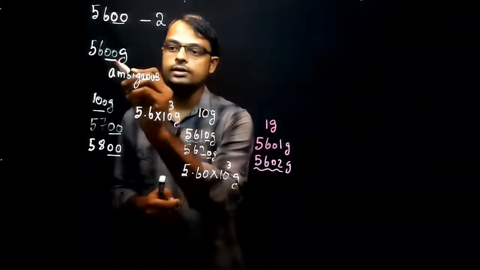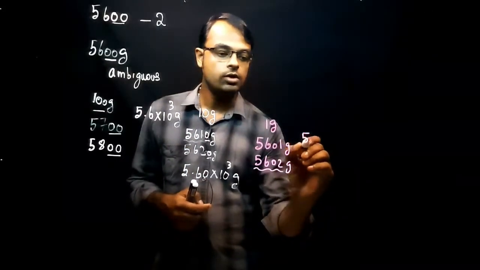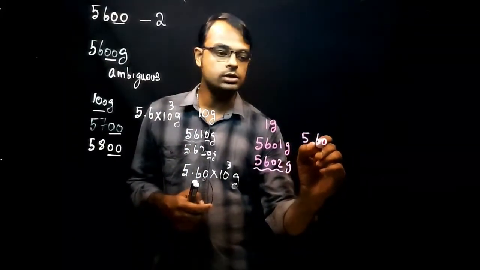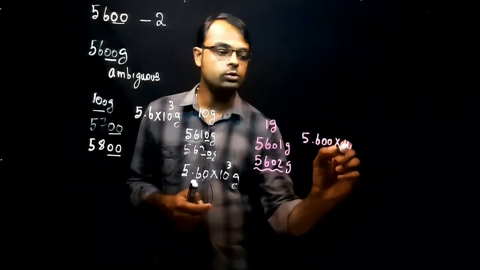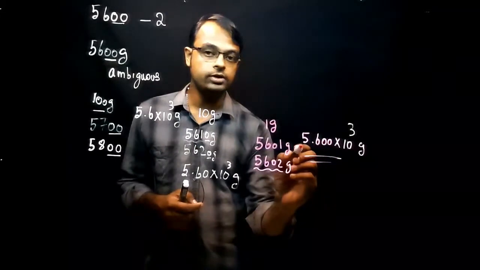So how can you write this given number? I can write this given number as 5.600 into 10 to the power 3 gram. So what is the meaning here? How many significant figures are here?